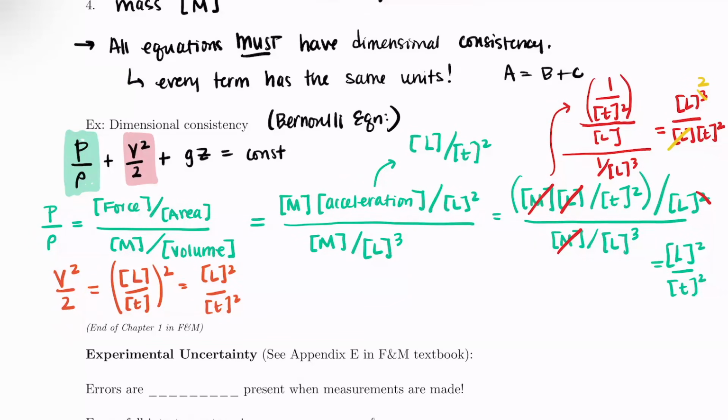Okay. And we can also take a quick look at G times Z. So G is just gravity. And Z is a position, all right? So that's a length. So gravity is an acceleration. We already said that acceleration is length per time squared. And then Z is another length. So we, again, get length squared over time squared.